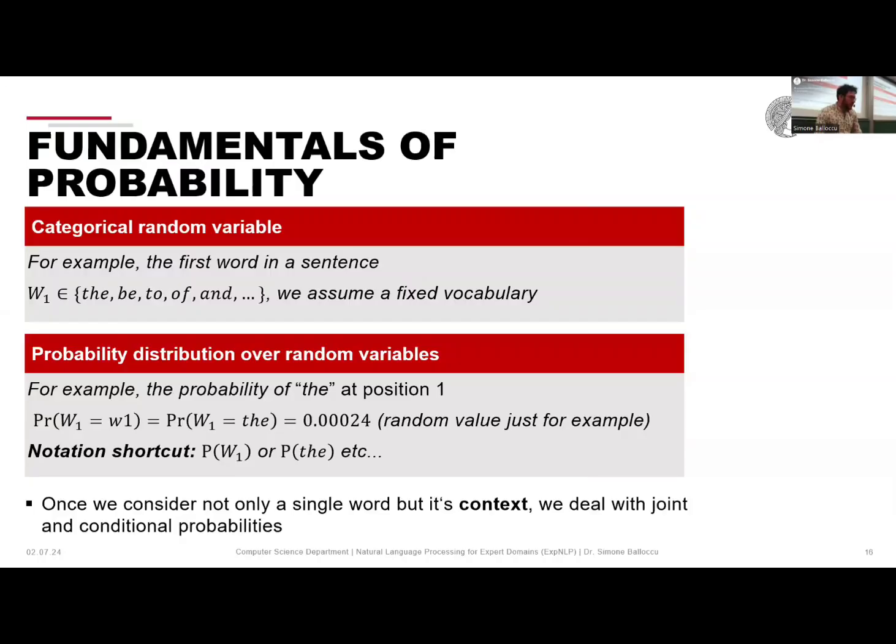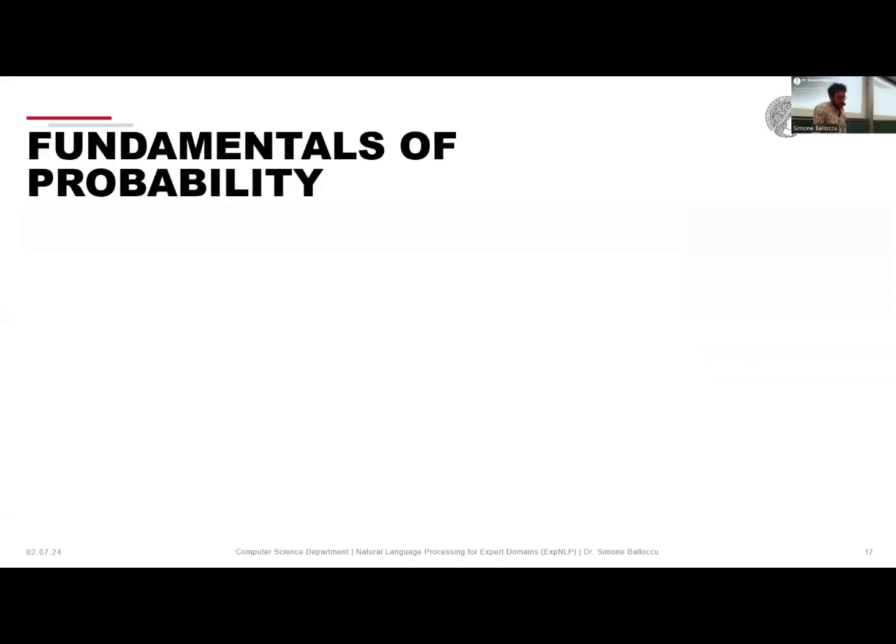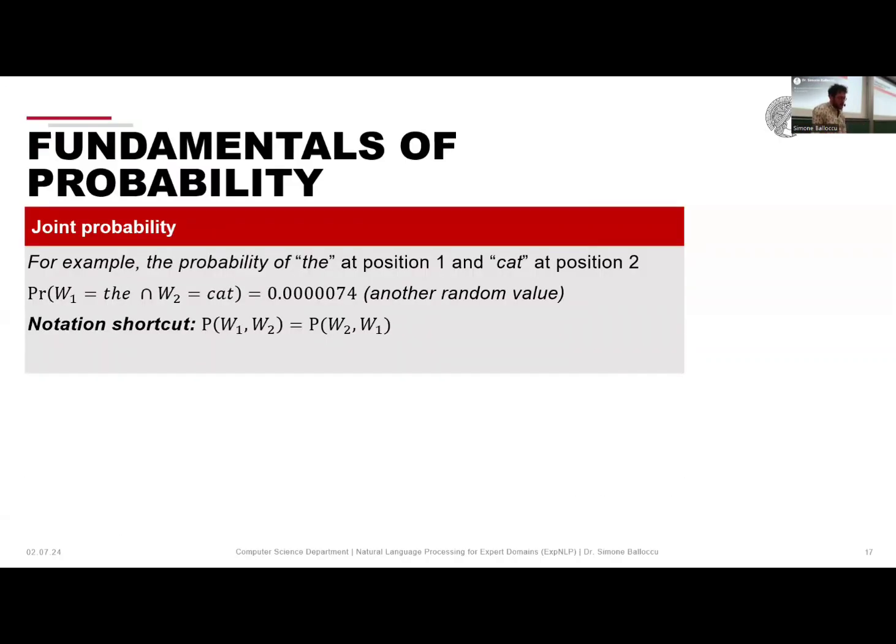Once we consider context, so not just single words, we need to deal with joint probability. Because now we're going to consider, okay, what's the probability that dog comes after that? So we're starting to combine. As a fundamental, we have joint probability. For example, the probability of the at position 1 and cat at position 2. We're gonna use this notation or some shortcuts. For example, we're gonna use a lot of this one.